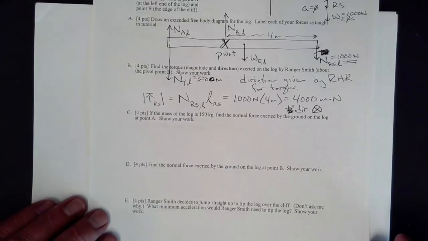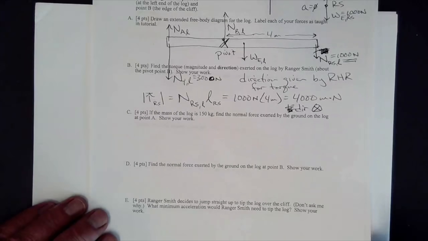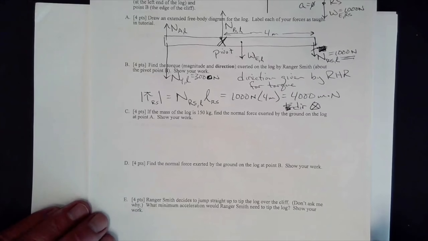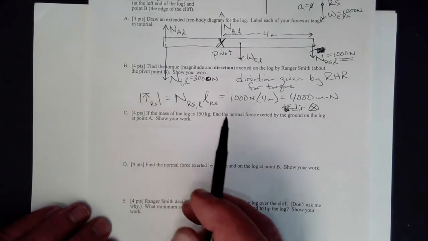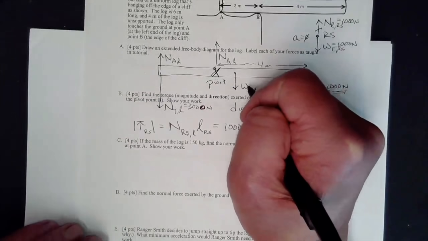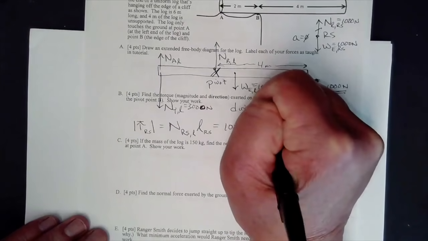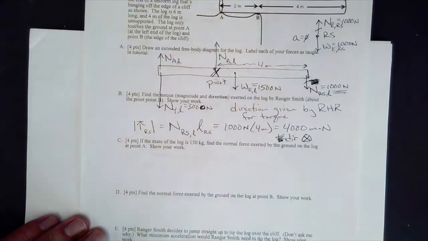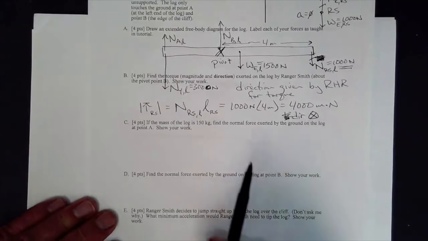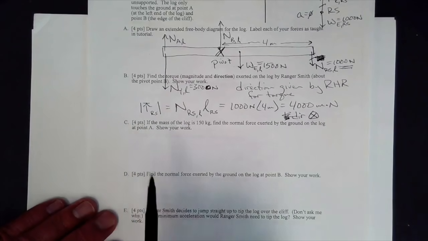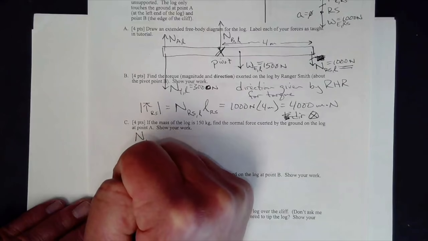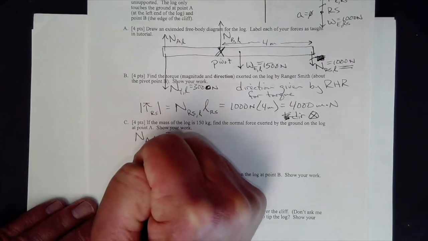Okay, now part C is where all the interesting stuff happens that deals with balancing torques. We're told that the mass of the log is 150 kilograms. That means that this weight force on our free body diagram is going to be 1,500 newtons. Well, we're asked to find the normal force exerted by the ground on the log at point A. So we're looking for this force here, A on the log.